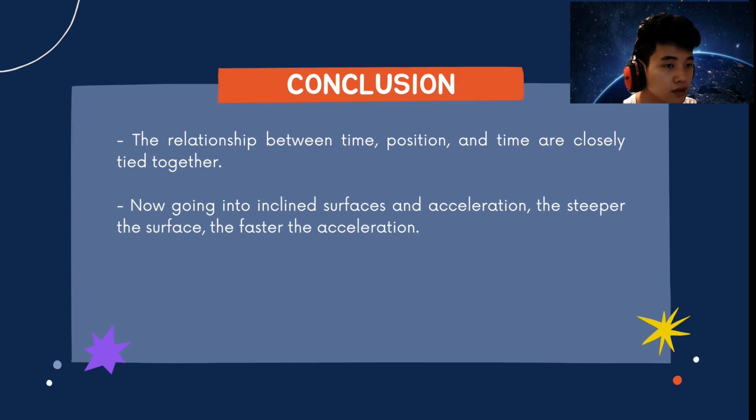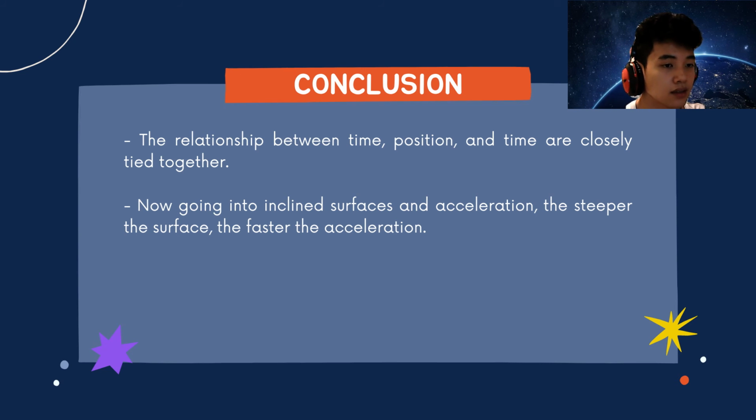Now going into the objectives, we will discuss the relationship between time, position, and acceleration. And we found out that they are closely tied together because the very definition of acceleration is the rate of change in velocity over a certain period of time. And the definition of velocity would be the object's displacement over time. As we know in the position time graph shown, its slope is actually the velocity, and there is a formula of acceleration, which is slope is 1/2 of the acceleration, or basically acceleration is twice the slope.